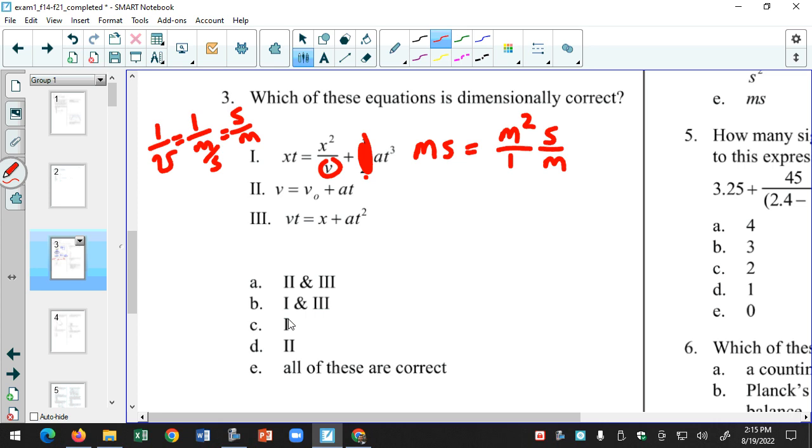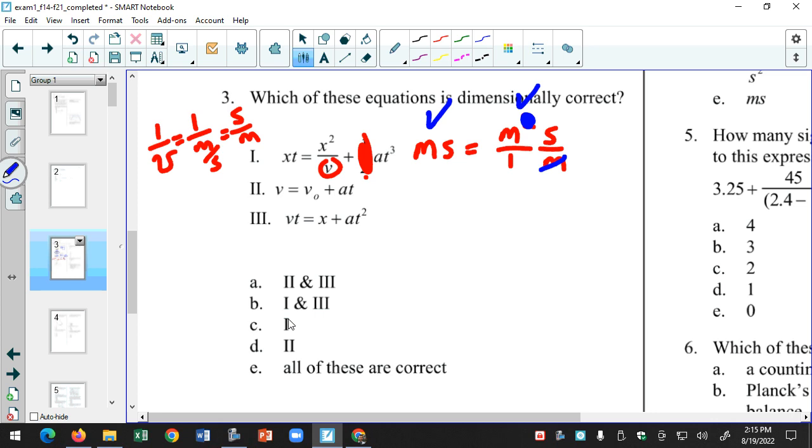So when I do this, I can see that this meter cancels out with one of those meters. And so far, this first equation is dimensionally correct. Y'all see that? Because I have the same units in the first term and in that other term. Y'all with me on that? You see? What about that third term?